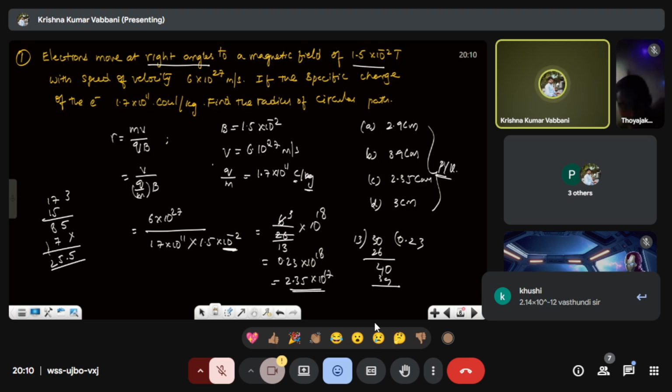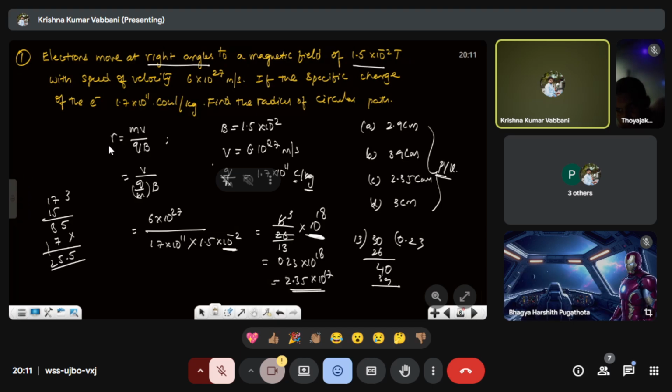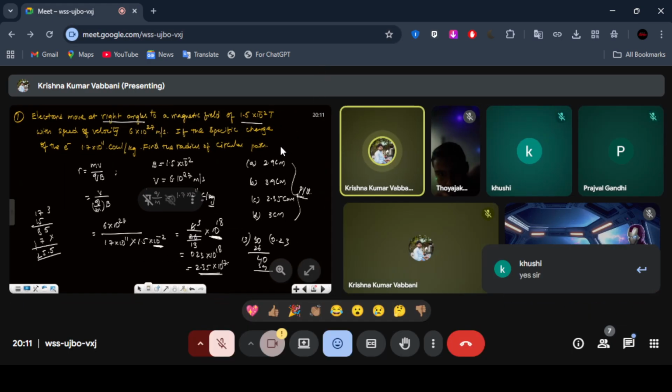2.14 into 10^-12. -12 came. How does -12 come? For us, 18-17 stops. Okay, so nearly, yes, okay? This is the answer. These options are not correct.